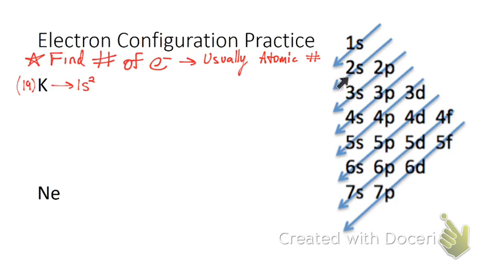Next on my list is 2s. I can also fit 2 electrons there. Now is when it gets a little tricky. Next is 2p. 2p, however, remember our p orbital, we have a few types. We have 3 types. So this number here can be 6, because 2 times 3 is 6, and all of them are filled. So I have 6 electrons here.